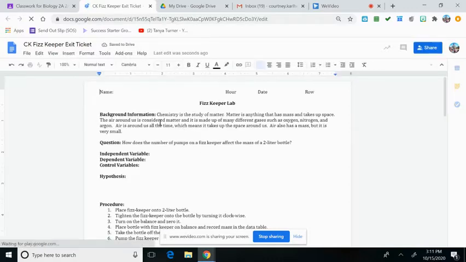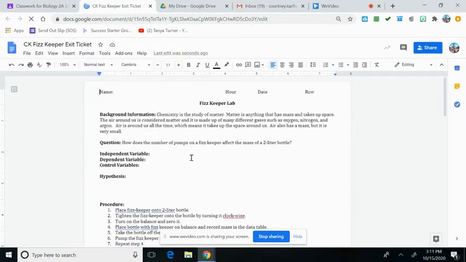Once your document is open, we read the background information, which says, chemistry is the study of matter. Matter is anything that has mass and takes up space. The air around us is considered matter, and it is made up of many different gases, such as oxygen, nitrogen, and argon. Air is around us all the time, which means it takes up the space around us. Air also has mass, but it's very small.